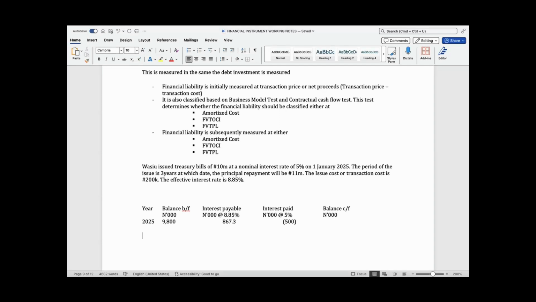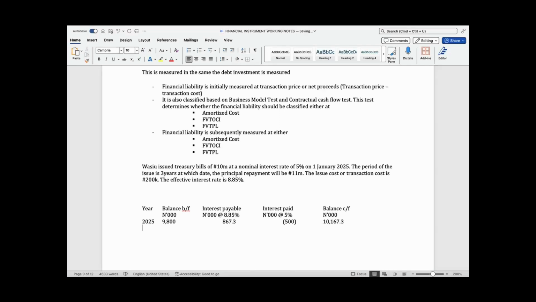So what's the balance here? It is 9,300, sir. You are approximating. It can't be 9,300 though. 9,800 plus 867.3 minus 500. That's 10,167.3. Yes, this is more like it.